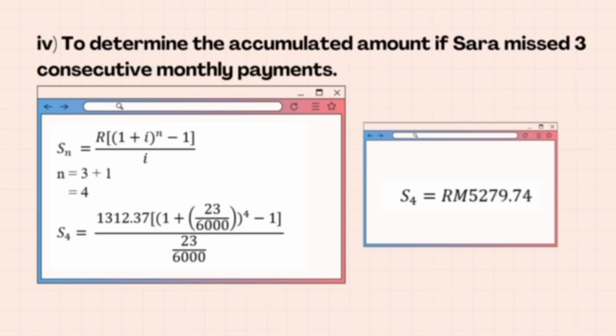To determine the accumulated amount if Sarah missed 3 consecutive monthly payments, we use the formula Sn equals R times ((1 plus i) to the power of n minus 1) over i. To find n, we get 3 plus 1, so we get 4. So the total is RM5,279.74.